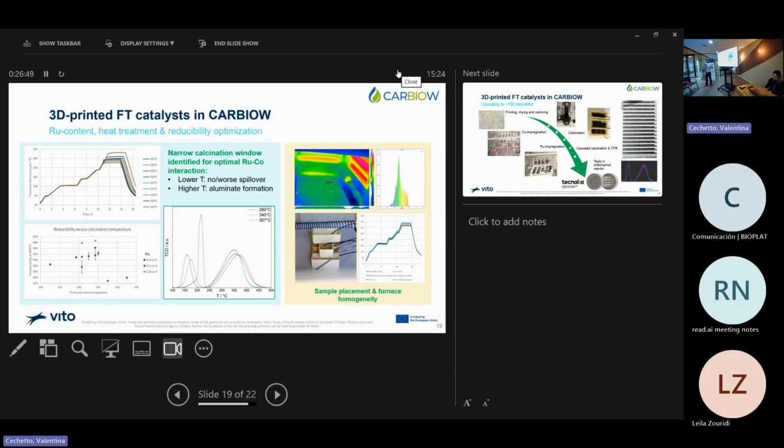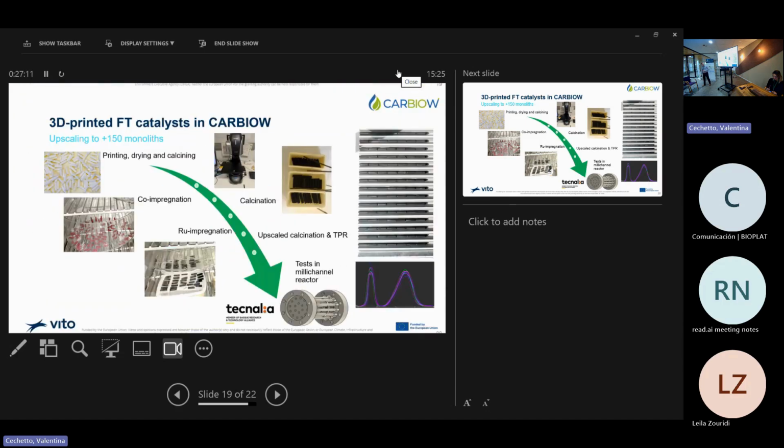So you could see that we have a very narrow calcination window which we could use, because if you go too high, you have deactivation because of the spinel formation. And if you go too low, you don't have the spillover of the hydrogen because the ruthenium cobalt interaction is not happening. So there is a really narrow window. So we had to do the optimization of that and finally to do the production.